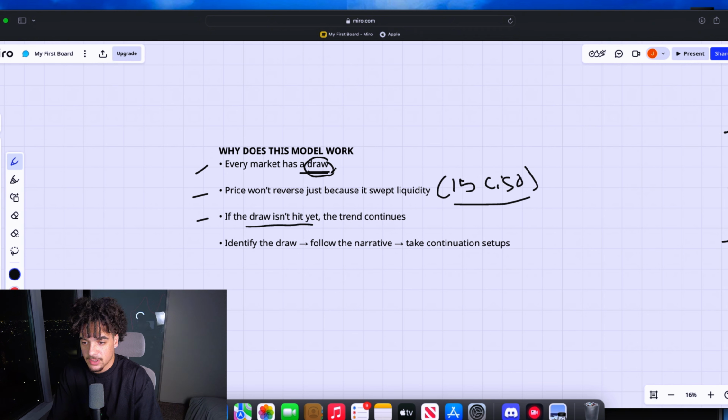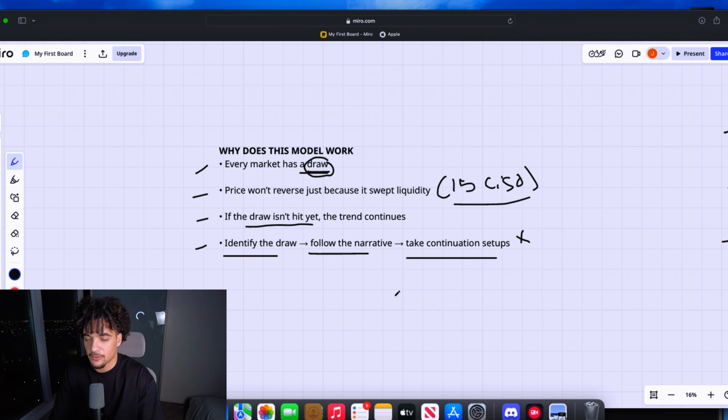So again, back to identifying the draw. If we can identify the correct draw, until that is hit, we know where price is going to go. The flow of this is just going to be identify the draw, follow the narrative, and take the continuation setups. Once we've identified the draw, we follow the narrative on where price action wants to go. We wait for that 15-minute retrace, and then we snap on it. Guys, let's look at a visual of this before we hop on the charts.